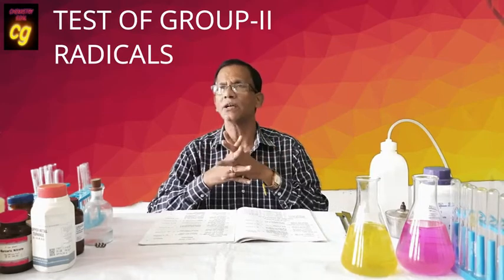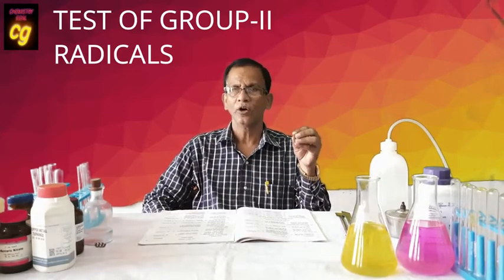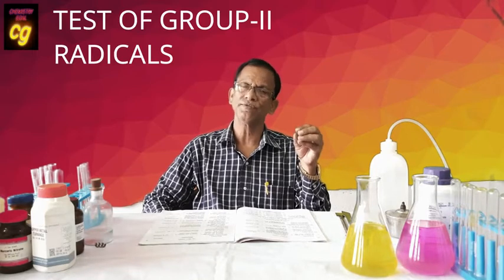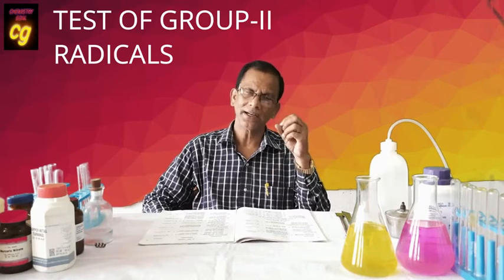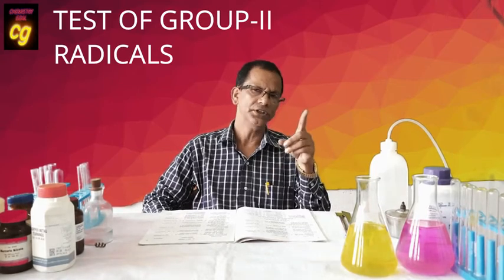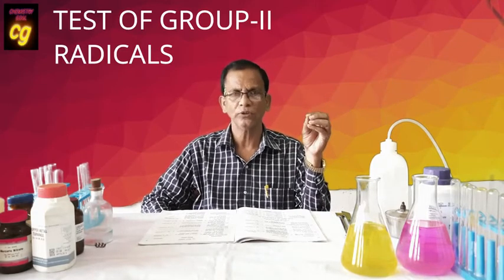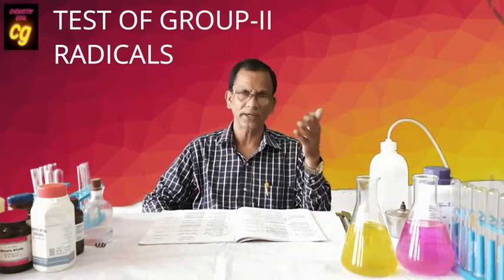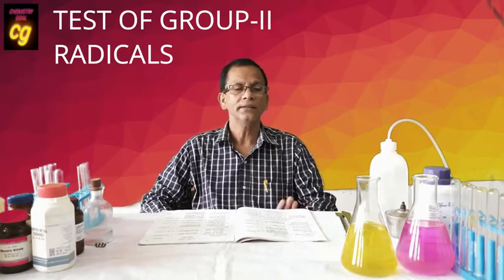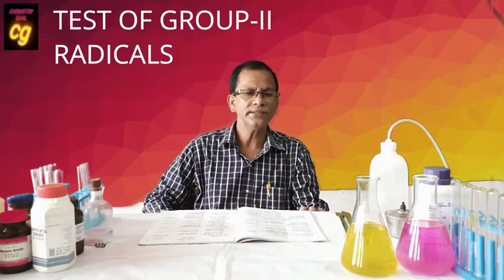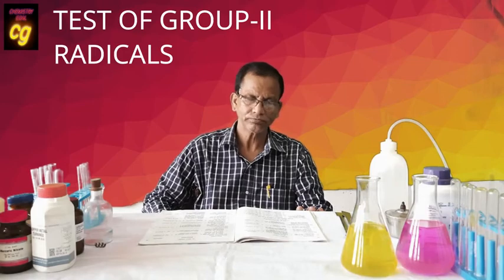First, one thing I will tell you: in group 1 radicals, we have already seen the different confirmatory tests. For group 1 radicals, the group reagent is dilute HCl, and they produce chloride precipitates. But for group 2 radicals, the group reagent is dilute HCl and H2S gas.